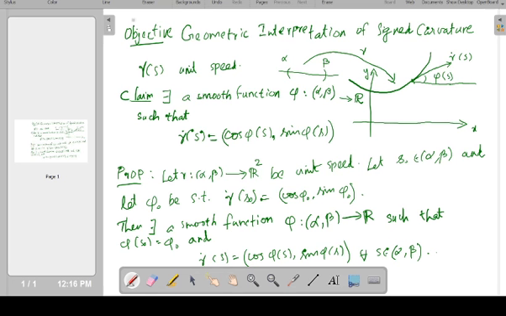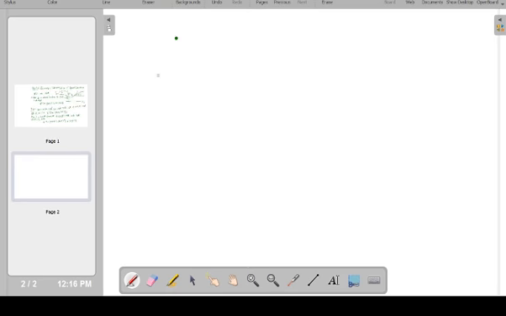So, proof. Assume that gamma dot of s is equal to f of s comma g of s. I want to show that it is equal to cos phi comma sin phi. I have to show f of s is precisely cos phi of s and g of s is precisely sin phi of s for some smooth function phi.